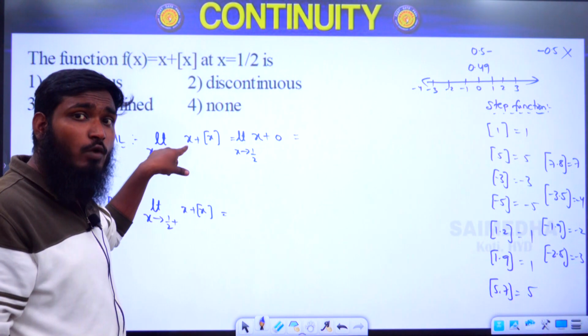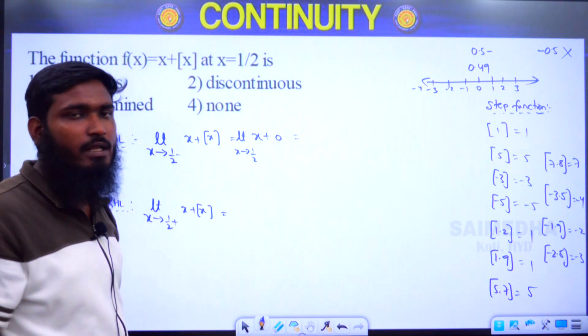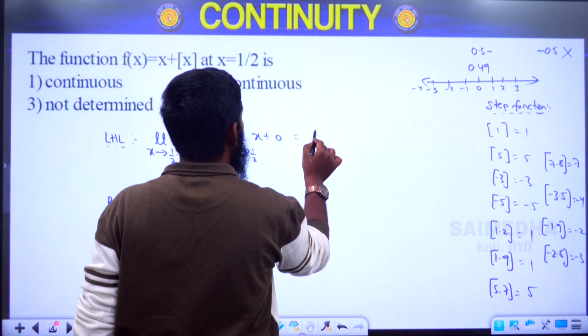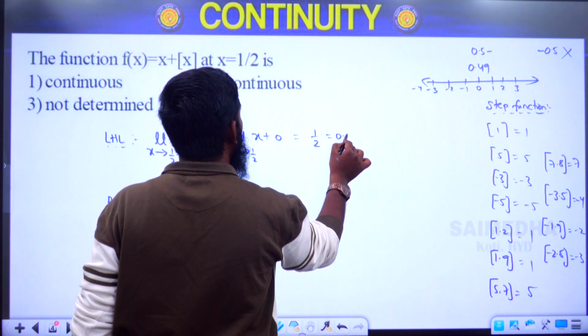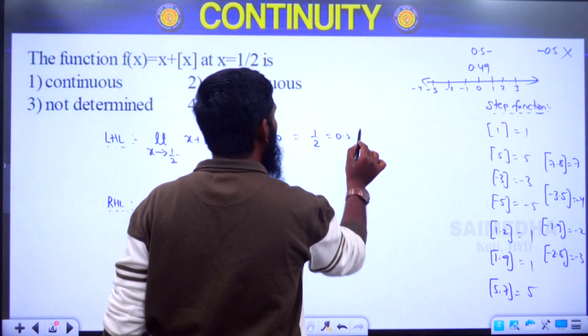But the remaining x is also there now. For this normal x, what we have to do? We have to take it as 1 by 2 only. So 1 by 2 means what we can write over here? 1 by 2, which is equals to 0.5. Okay, so this answer we are getting for the LHL part.